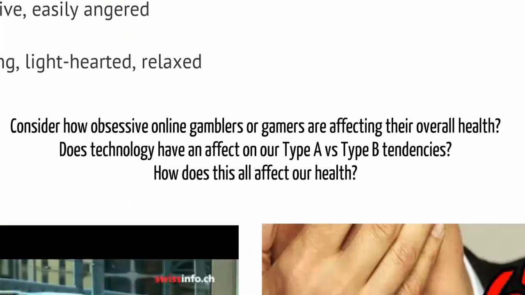Consider how online situations such as obsessive online gamblers or gamers are affecting their overall health. They're getting that response from their body, but they're sitting still. So does technology have an effect on our type A versus type B tendencies? It does affect our overall health.